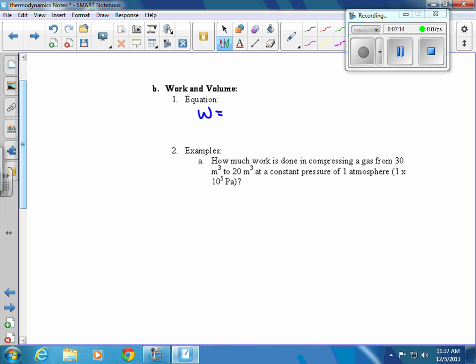Another way to find work is using this equation, P delta V, because if I change the volume, I'm either expanding or contracting, so I'm going to be doing work. The other way to find it is the area below a PV line, and I'm going to do that in the next example after this one. First, we're going to use this equation.